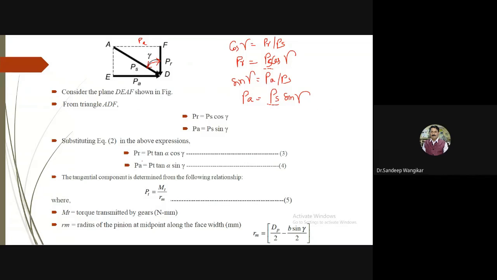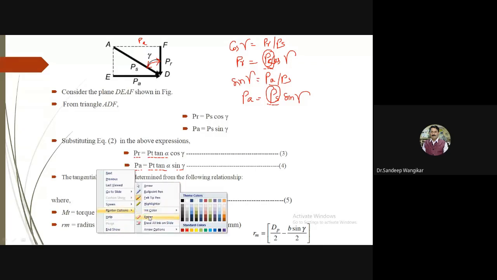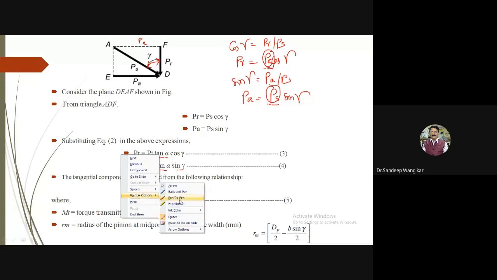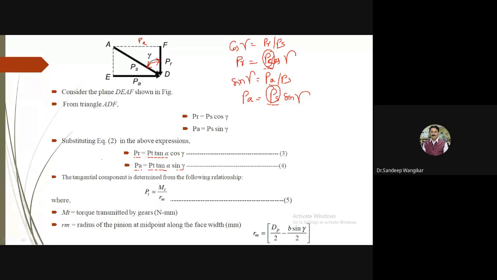So I will substitute: PR is equal to PS, and this PS will become PT tan alpha into cos gamma. And for PA, here PS is there, PS will become PT tan alpha, so I will replace the value of PS with PT tan alpha, and you will get equation numbers 3 and 4. So these are the two equations by using which we can directly calculate our forces.